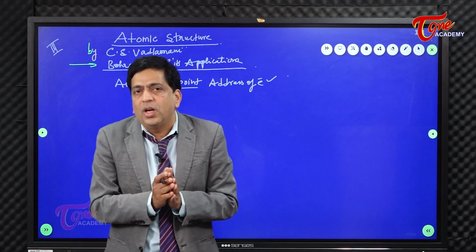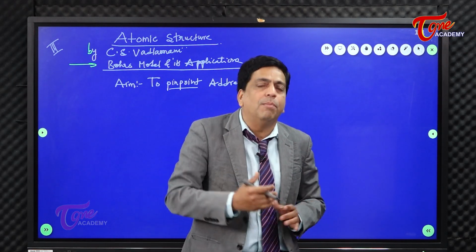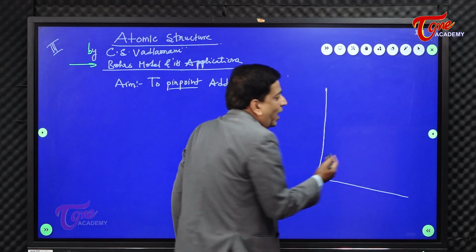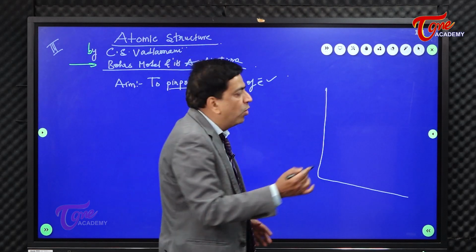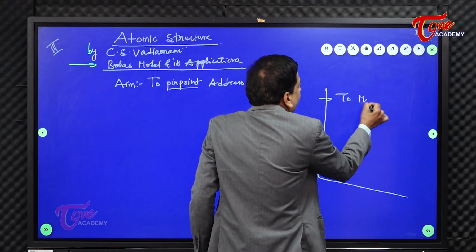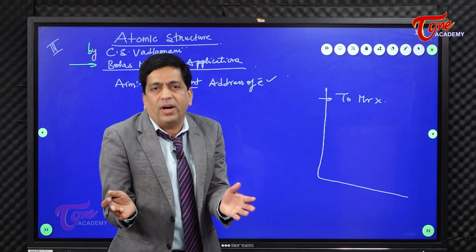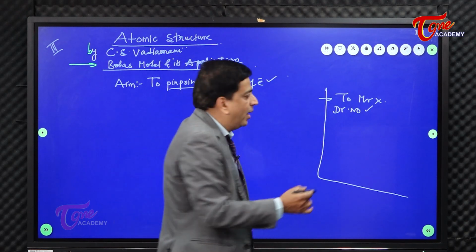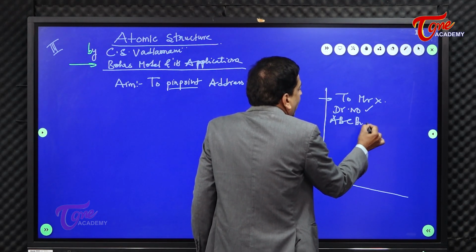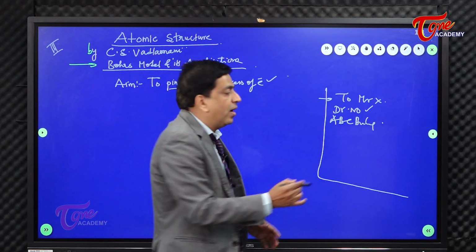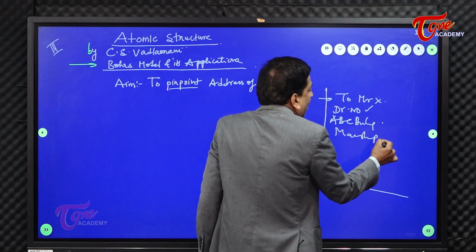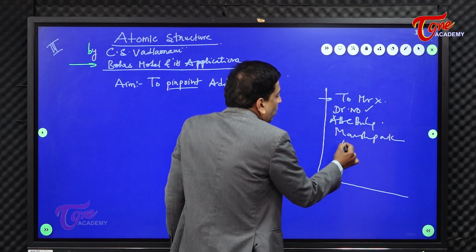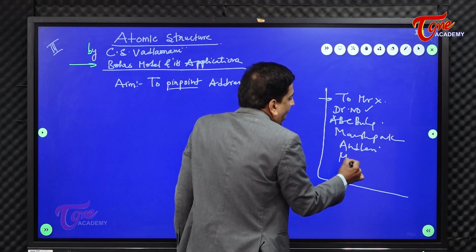Now, what do you mean by this? For example, if you wanted to write a letter to your friend in Mumbai, how do you do that? Have a look here. You write: To Mr. X, where X is your friend in Mumbai. Then you write your door number, then the apartment name, say ABC building. Then the area name, I can write Manish Park, the area where you need to get down. And then you write the bigger area, that is Andheri, and then Mumbai.